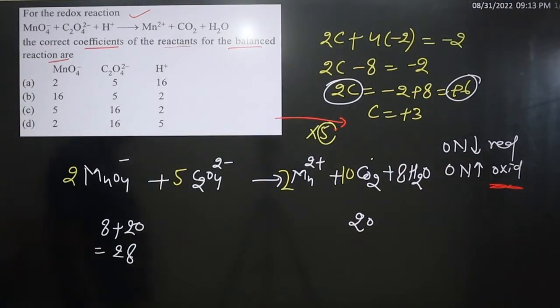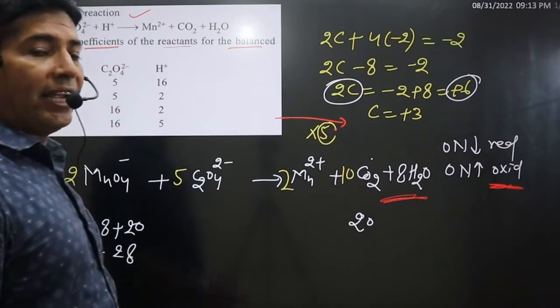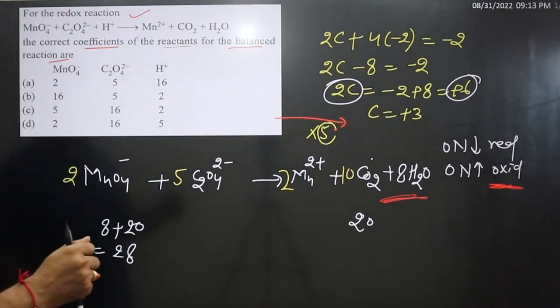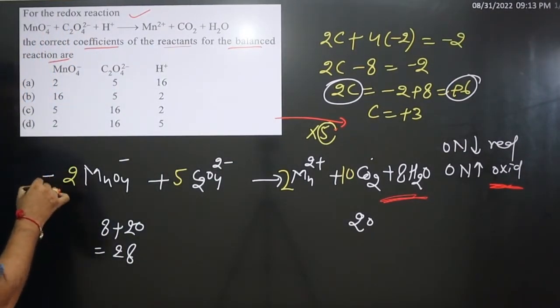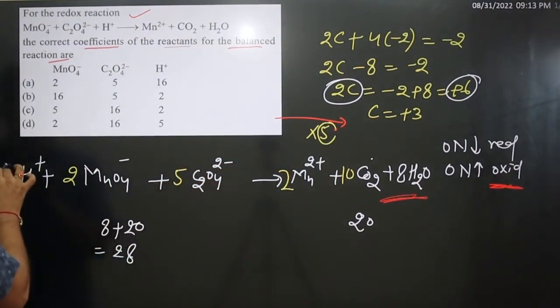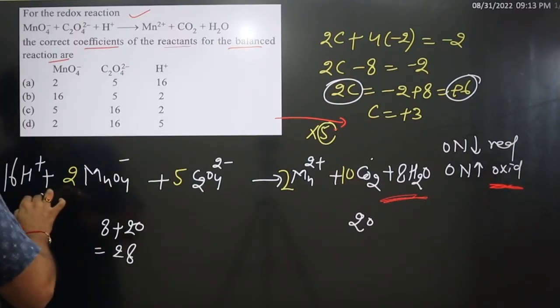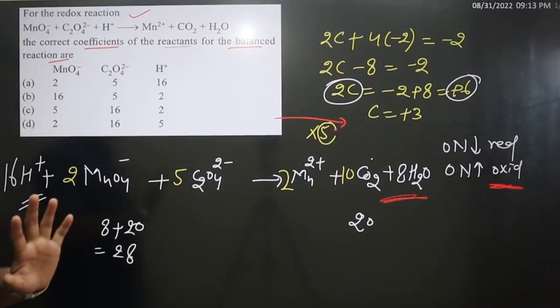Now we can balance hydrogen. How many hydrogen are there? 8 times 2 is 16. To balance hydrogen we always take help of H plus. So 8 times 2 is 16, we can attach 16 H plus. The equation is balanced in which medium? Acidic medium, because H plus ion is present.